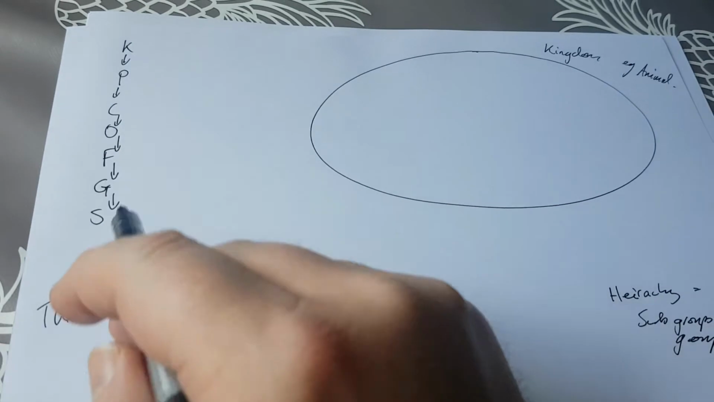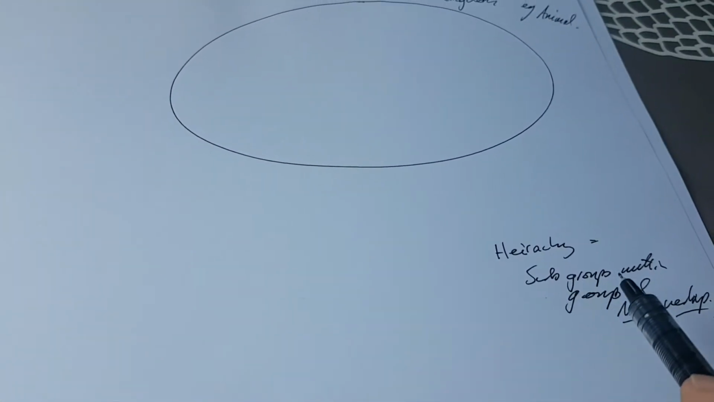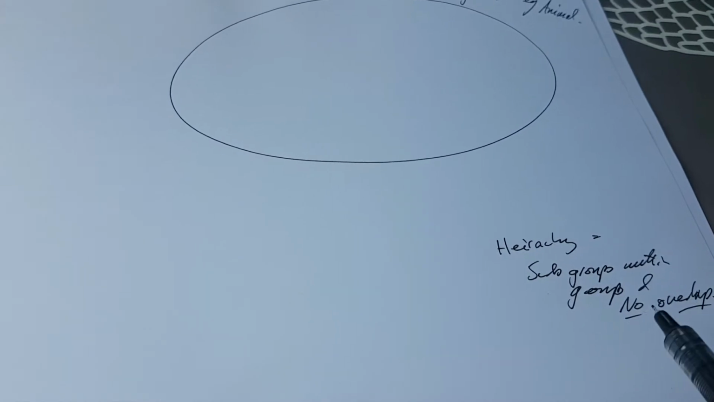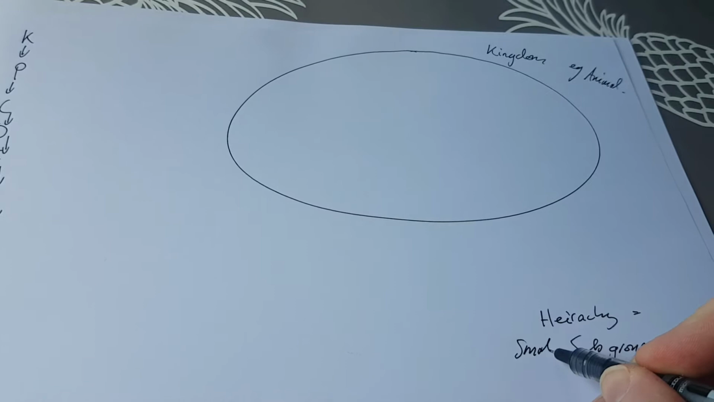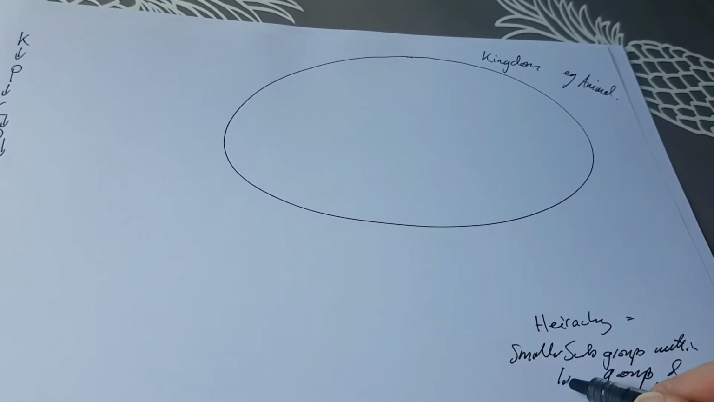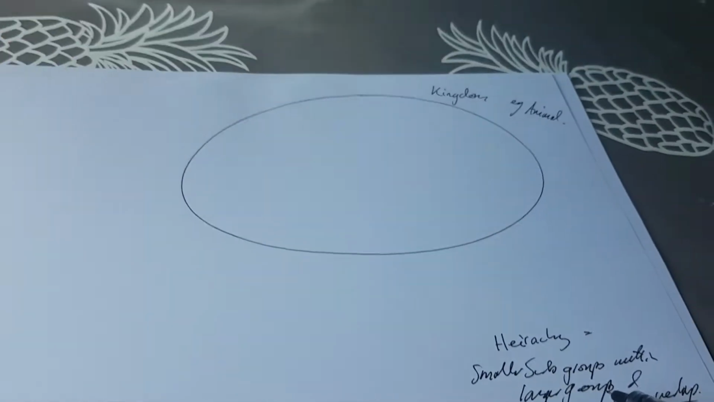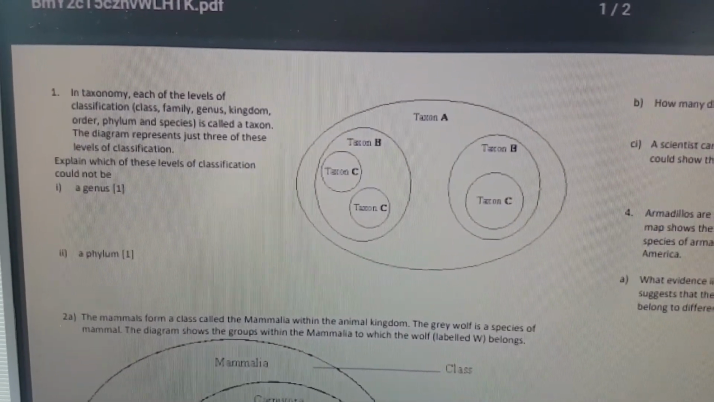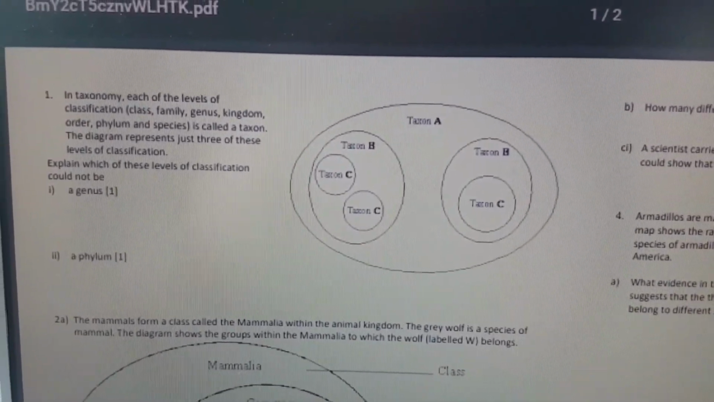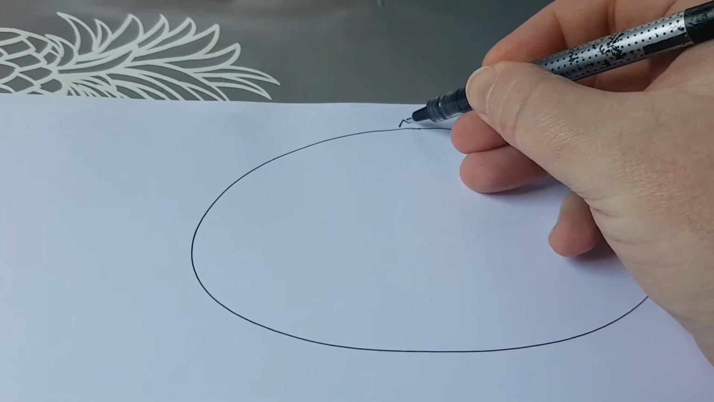And remember, this system is hierarchical. So you've got subgroups within groups and no overlap. What you've actually got is smaller subgroups within larger groups. And where I've used groups, we could use the word taxon there. So if I've got it on the screen here, it tells us we've got taxon A, taxon B, taxon C.